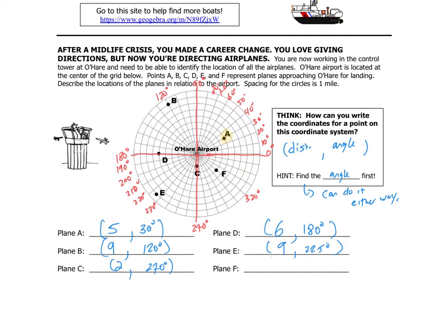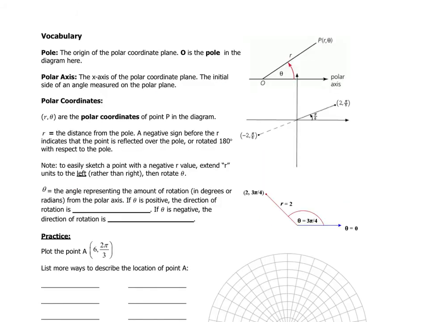And the last point that we need to find is F. I'd already marked the angle earlier, so F is at 320 degrees. And then let's count how far we are from, how many circles from the pole. That's the distance. So 1, 2, 3, 4. So 4 miles at 320 degrees.